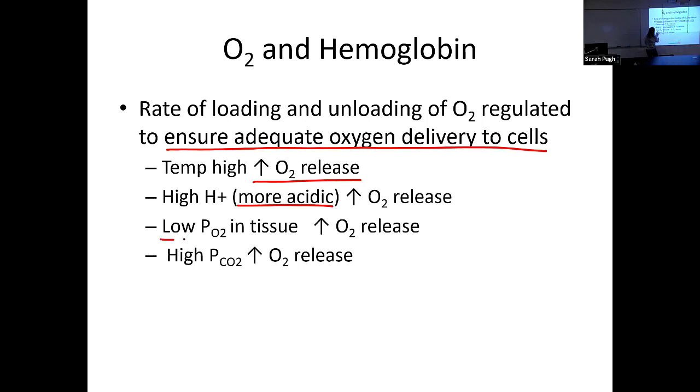If you have low oxygen levels in your tissues, you're going to release oxygen faster. Or if you have high carbon dioxide levels, you're going to release oxygen faster. Okay. Now these two go together. Okay. High CO2 levels, CO2 dissolved in a liquid is an acid. So that's going to mean more acidic. Okay. So those two kind of go together.